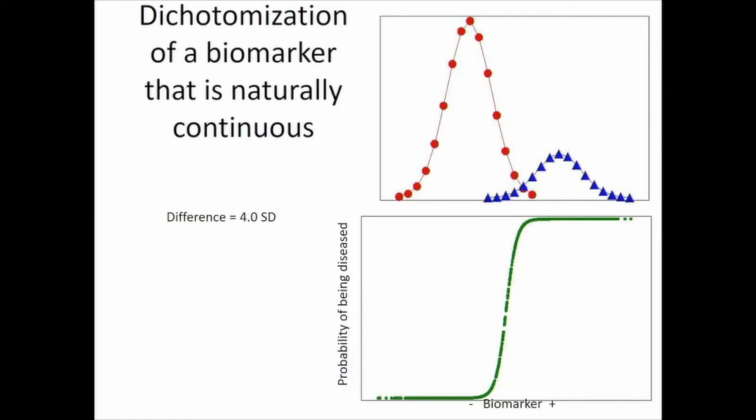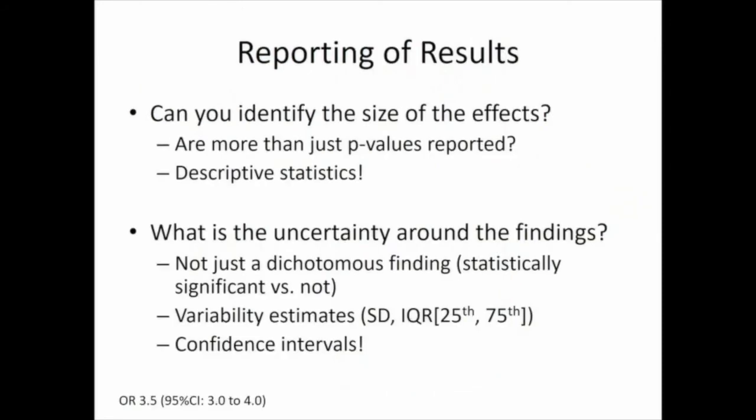Okay, so artificially dichotomizing is a bad idea. As an author, you should try to avoid it. As a reviewer, you should try to catch it. Okay, reporting of results, my 4th one. Can you identify the size of the effects?